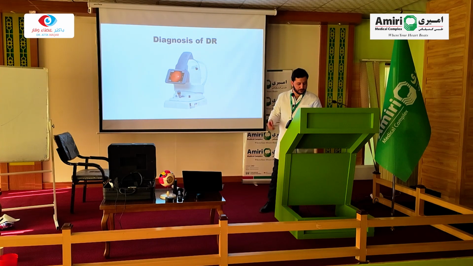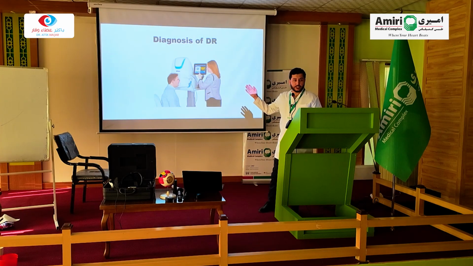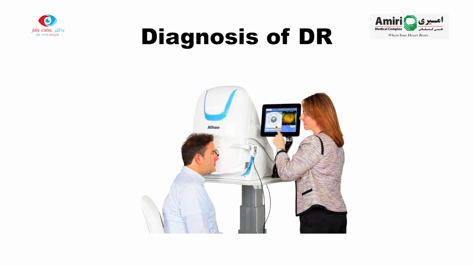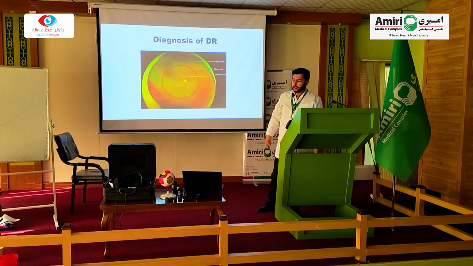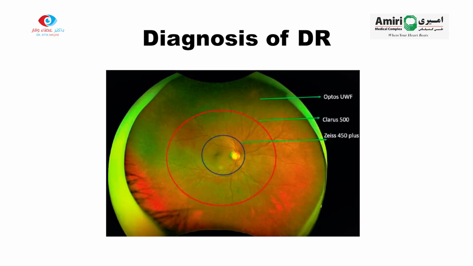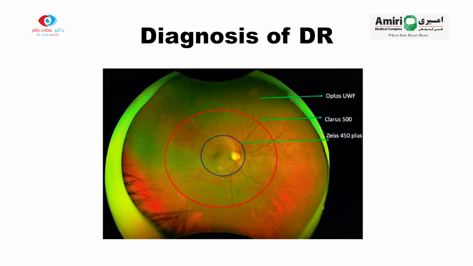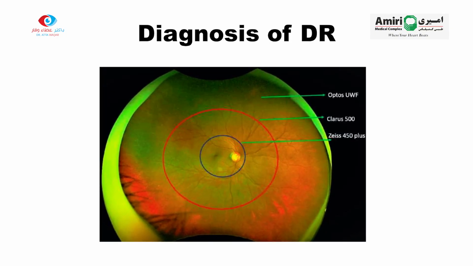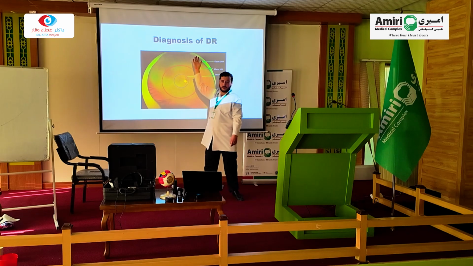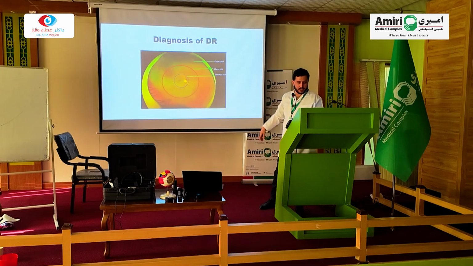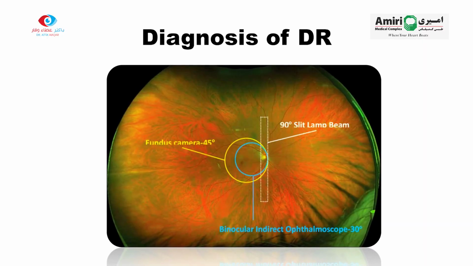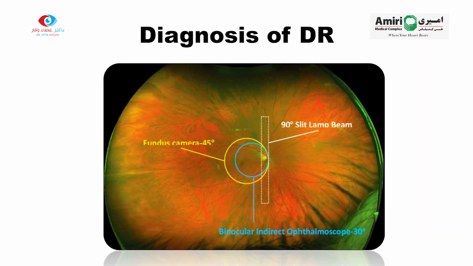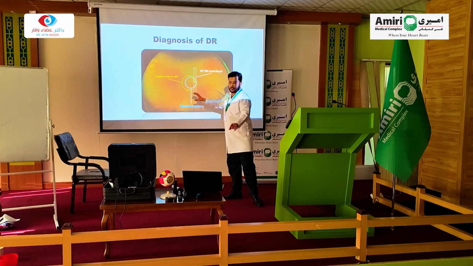You don't even need to dilate the pupil. This machine gives a small area, but this is an advanced machine which gives a very large area of the whole retina. I will show you later. An advanced machine is this one, and a very advanced one is the Optos ultra wide field machine. It gives the whole retina, about 200 degrees of retina. With just one capture we can see it. This is the fundus camera we have, and this is a binocular indirect ophthalmoscope, and we have in our ophthalmology department this with the 90 diopter slit lamp.